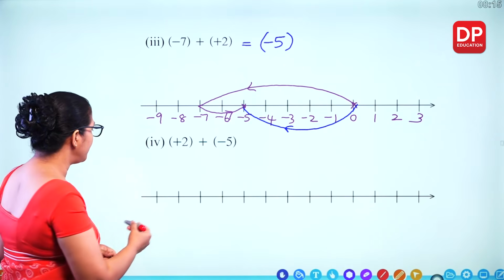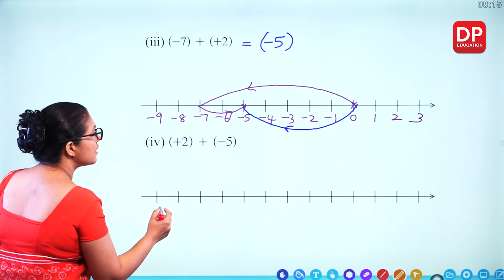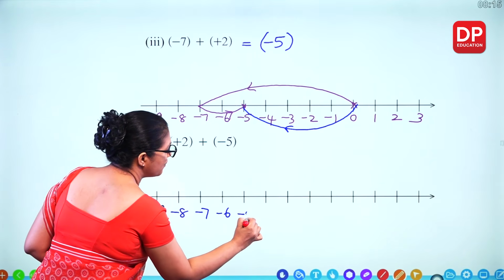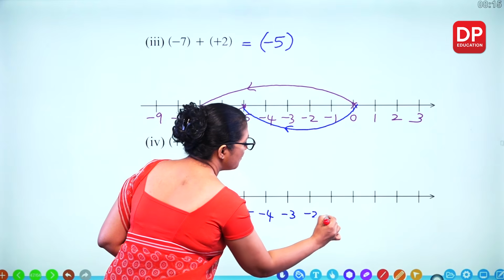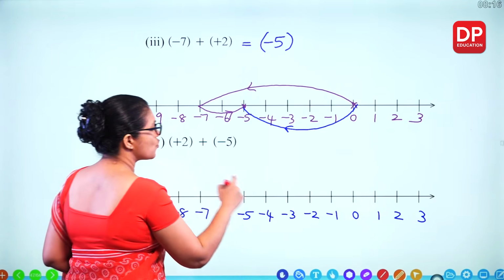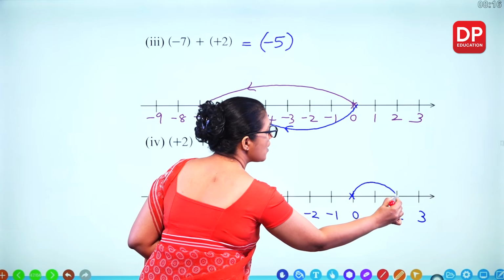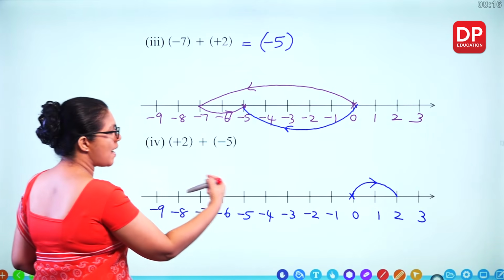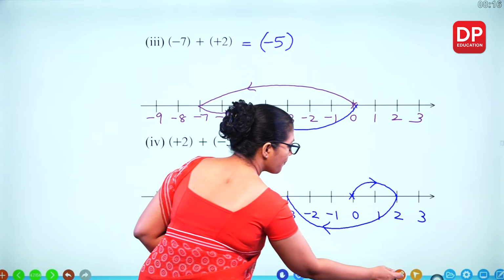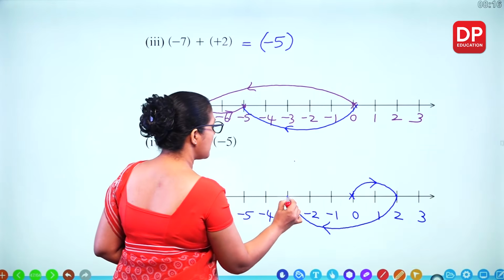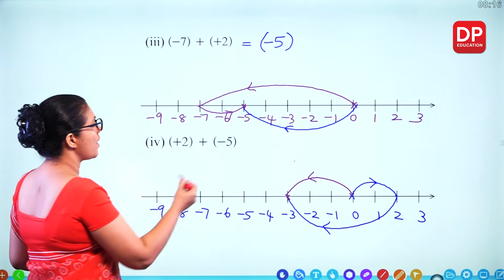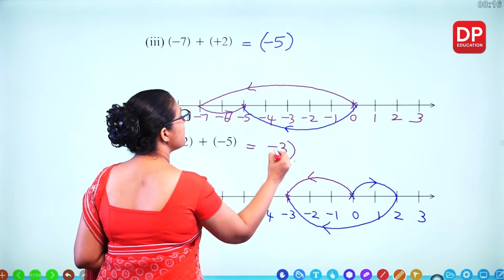Plus 2 and minus 5. So we'll start from the same thing. Plus 2. Starting from 0, 2 squares to the right. Minus 5 means from here 5 squares to the left. Now the position is here, here to here. That means to the left, that's 3 squares. You get minus 3 as the answer.